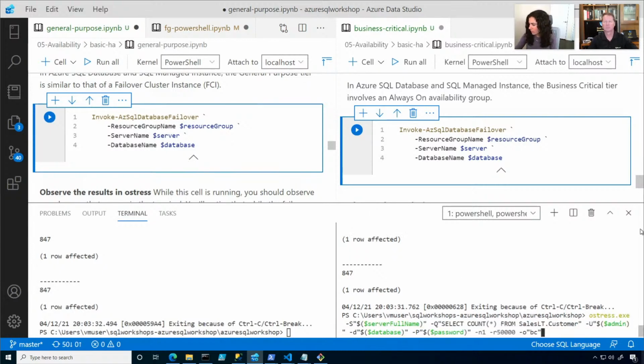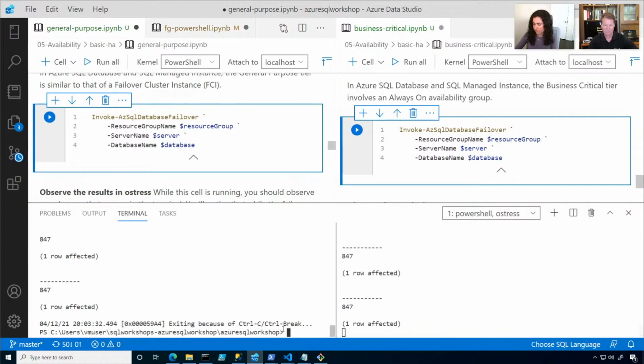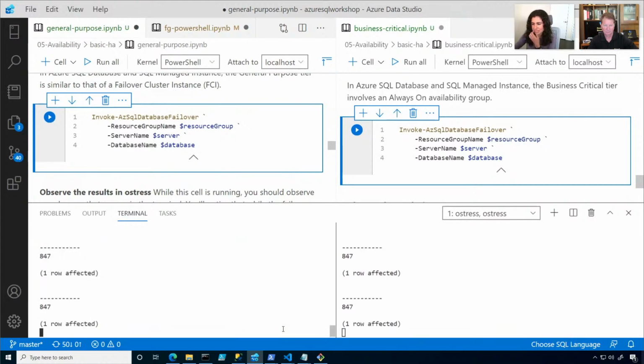Now down in the bottom, I'm using OStress to do a simple query on the business critical database here, and the same query over here, but on the general purpose database. This is really just a simple query that's querying availability. So if you see the number 847, it means that database is available. Right now on the left side, the general purpose database is available, and on the right side, the business critical database is available.